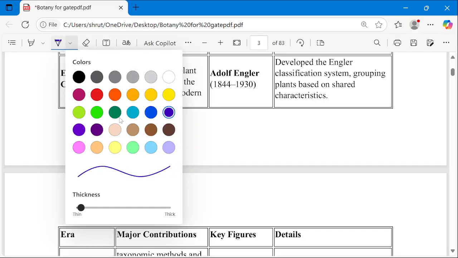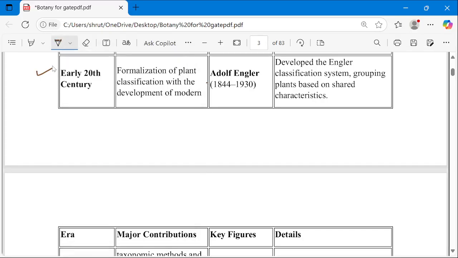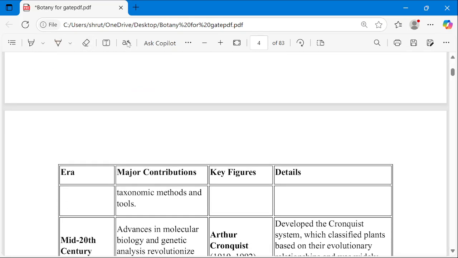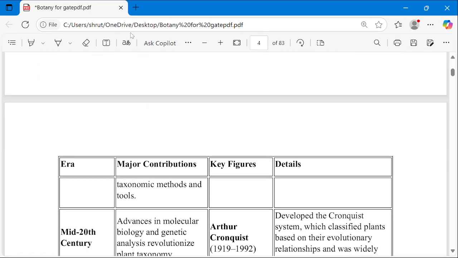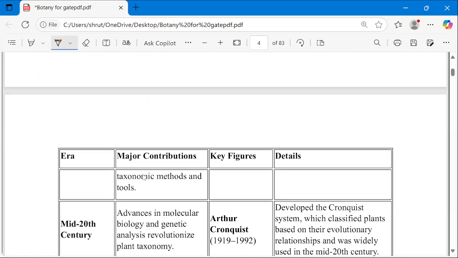Now we are in the 20th century. Okay, so we are going to discuss the 20th century. In this, there was formalization of plant classification with the development of modern taxonomic methods and tools.